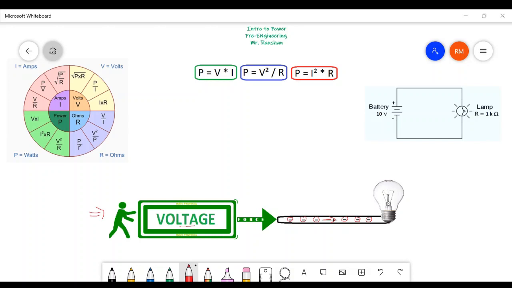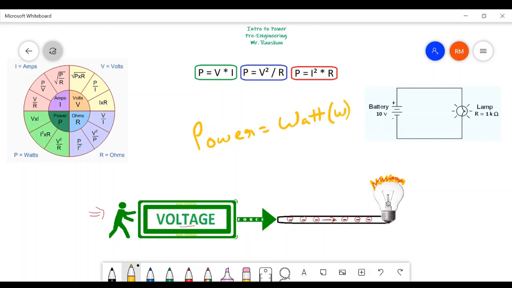Now, when these electrons reach the lamp, guess what happens to the lamp? Yeah, exactly. The lamp starts to glow, right? The lamp illuminates, lights up. So here you have electrical energy being converted to heat and light energy. That's basically what power is. Conversion of one type of energy to another type of energy in a given amount of time. The unit for power is the watt, or the letter W, right?